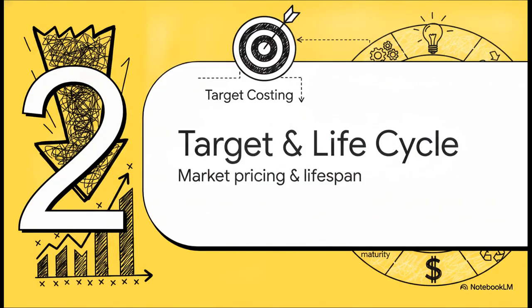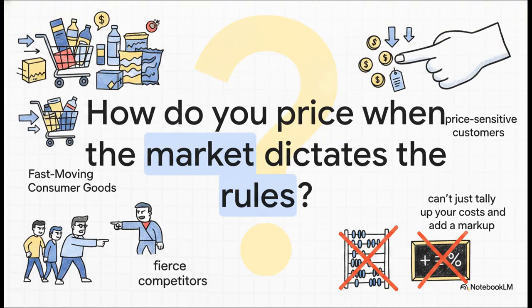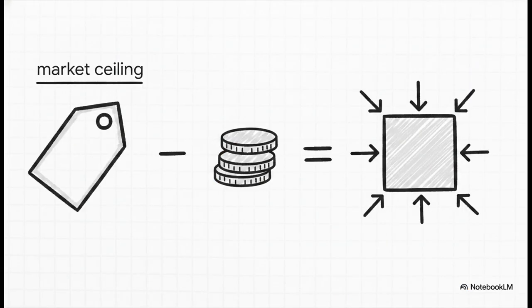Moving right along to Section 2, Target and Lifecycle Costing, where we look at market pricing and product lifespans. So imagine you're launching a brand new product in the fast-moving consumer goods sector. Your competitors are absolutely fierce, and your customers, they are incredibly price sensitive. This raises a massive challenge. How do you price your products when the market, and definitely not your accountants, is dictating the rules? You can't just tally up your internal costs and slap a markup on it anymore. Those days are gone. The answer here is target costing.